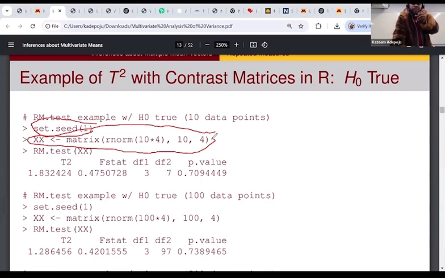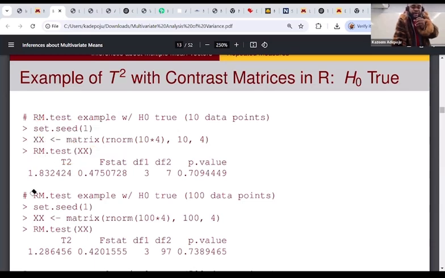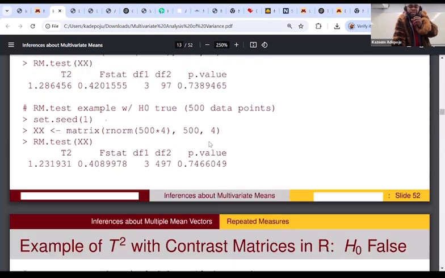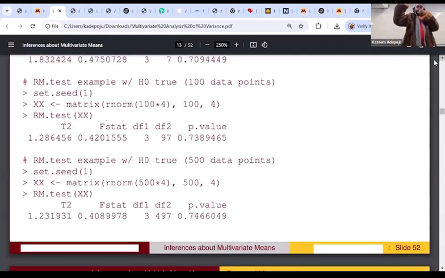And we can run a repeated measure test. RM.test: R is repeated, M is measure. RM.test on your data set. I use X to denote the data set. So what are you going to see? You're going to see several p-values: the first p-value here, the second p-value, the third p-value. You can see all of that, so you'll be able to take a decision.